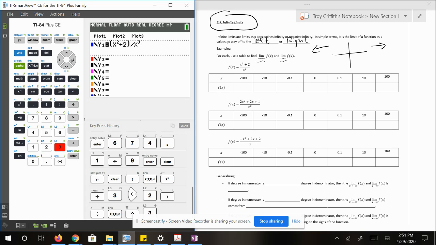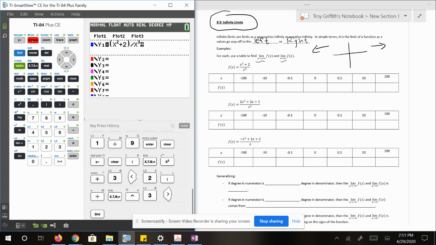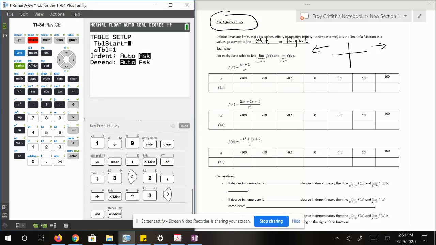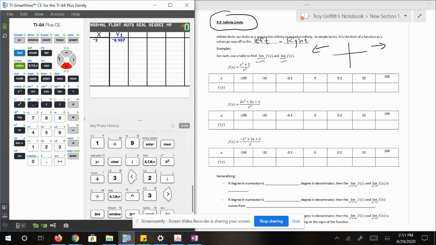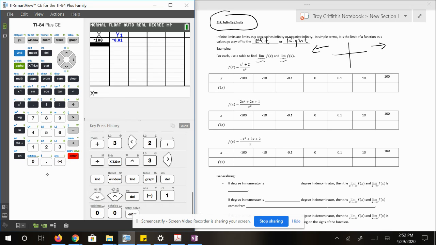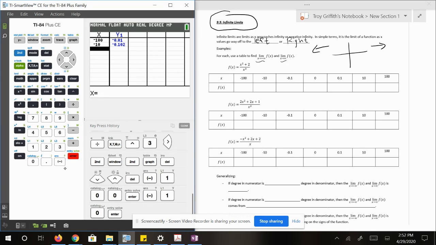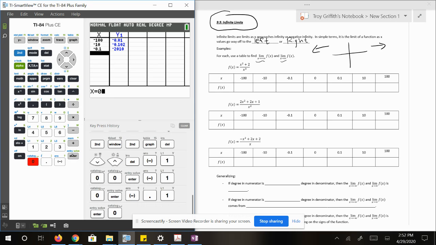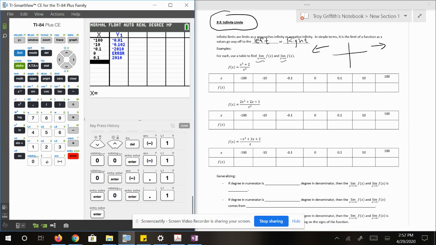I mentioned this in our first section. If you are setting up your table, make sure you have it on ask, which means we're going to be able to actually plug in these x values ourselves. We'll go to second, table. I'm going to delete what I have from the last problem that we did together, and I'm going to plug in these x values, all these ones that are here in the chart. So I'm going negative 100, negative 10, negative 0.1, 0, 0.1, 10, and 100.